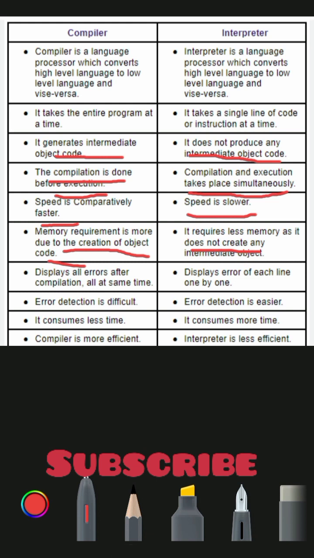Now next, compiler displays all errors after the compilation at the same time, but the interpreter displays the error one at a time, okay. One line it will take, it will execute and it will display the error. Now next, error detection is difficult in compilation because if the code is larger, it will take time, okay, to find the errors. It is difficult. And in the interpreted language, it is easier because it will check the errors line by line.